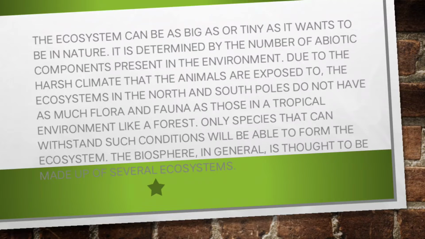The ecosystem can be as big or as tiny as it wants to be in nature. It is determined by the number of abiotic components present in the environment due to the harsh climate that the animals are exposed to. The ecosystems in the north and south poles do not have as much flora and fauna as those in a tropical environment like a forest. Only species that can withstand such a condition will be able to form the ecosystem. The biosphere, in general, is made up of several ecosystems.